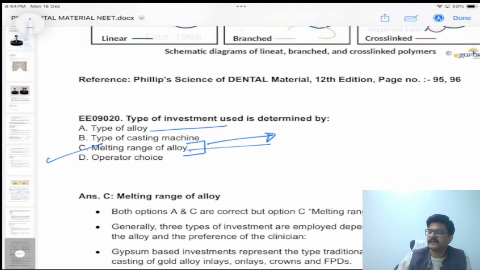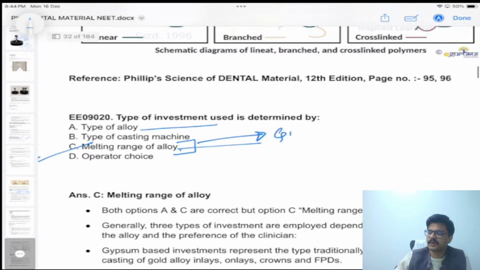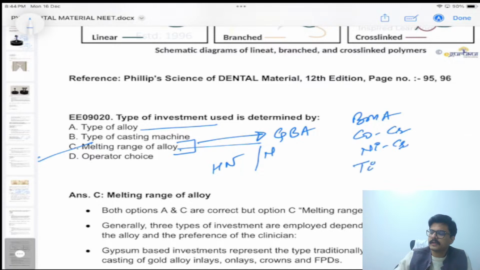So guys, when you say type of alloy, it's basically mostly what? Noble alloys, gold-based alloys, right? Noble and high noble, right? And then you have base metal alloys, right? Cobalt chromium, nickel chromium, and titanium based, isn't it? Now the thing is that in general, the melting range of cobalt chromium, nickel chromium, titanium based is very high, relatively higher than high noble and noble.